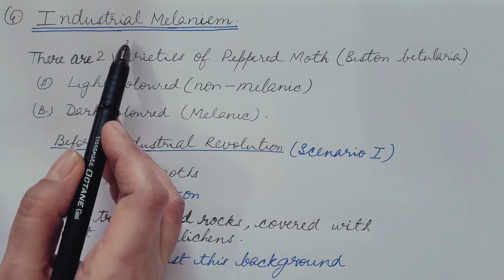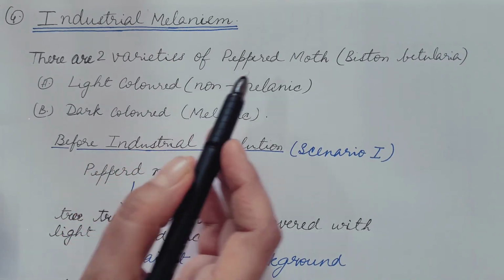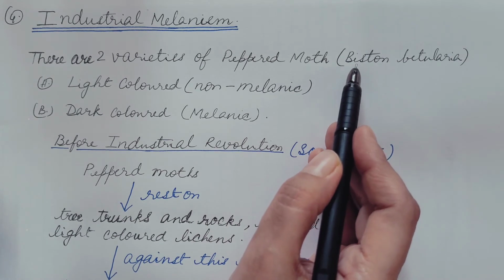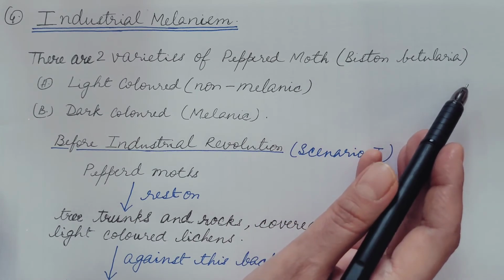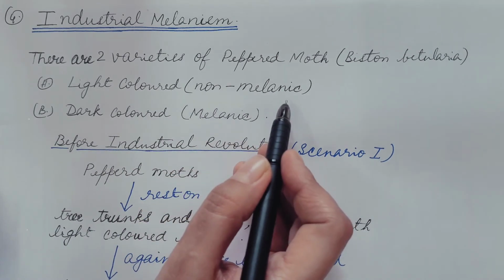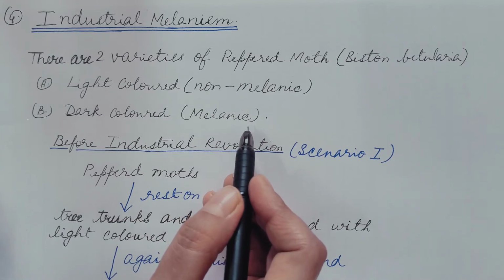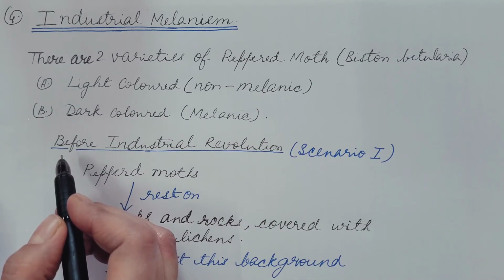Now fourth is industrial melanism. There are two varieties of peppered moth, scientific name Biston betularia. One is light colored, which is known as the non-melanic variety, and the other is dark colored, known as the melanic variety. Now we will discuss two scenarios.